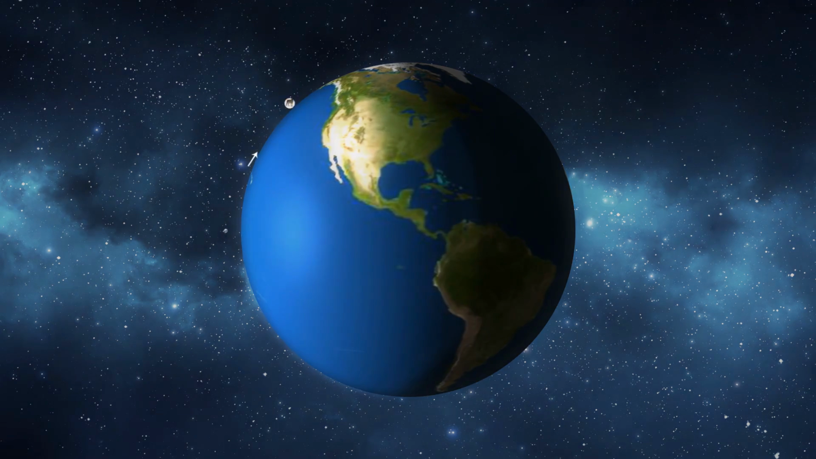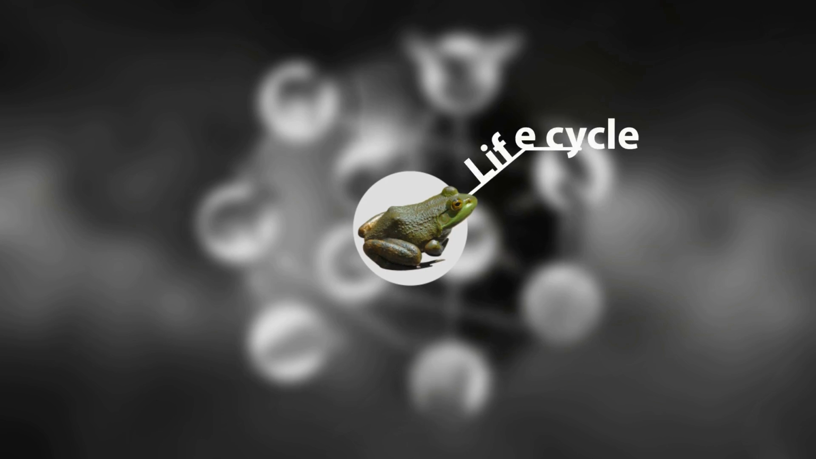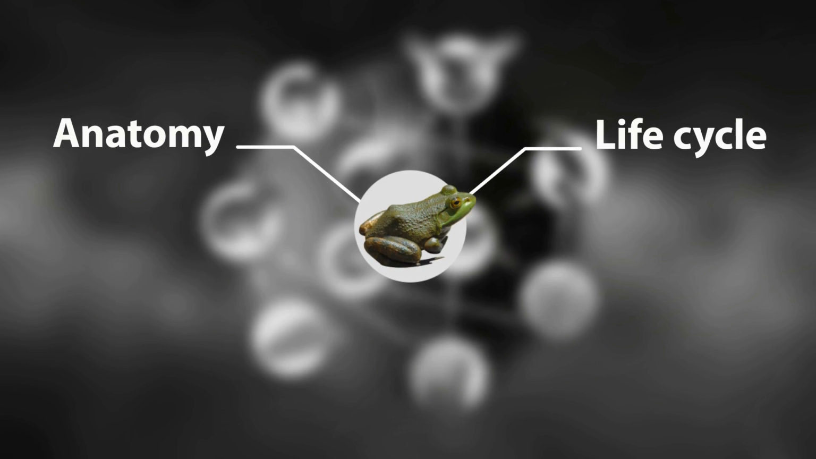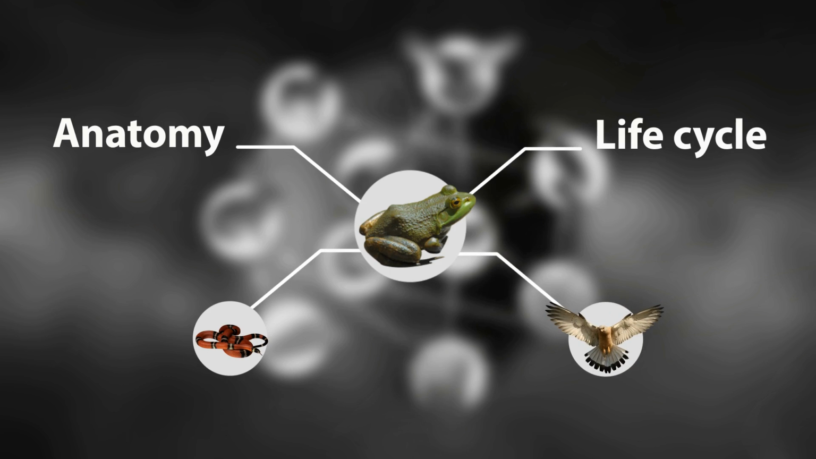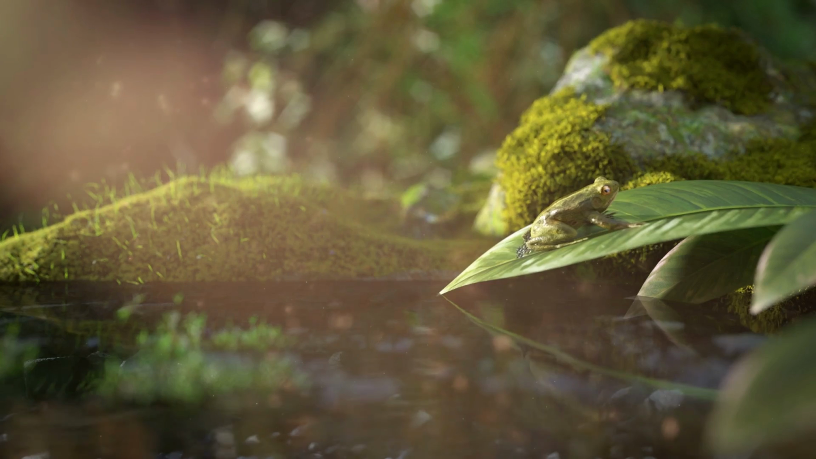Let us now look at each organism in the food web. We can learn their life cycle, anatomy and the special features that help them catch their prey, protect themselves from their predators and adapt to the environment in which they live. As an example, let us look at the common frog.